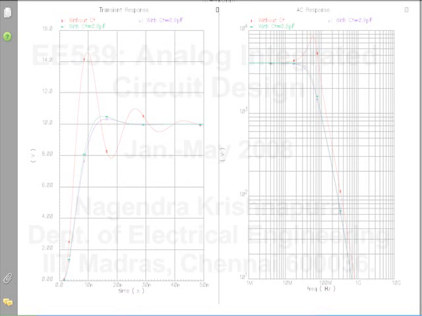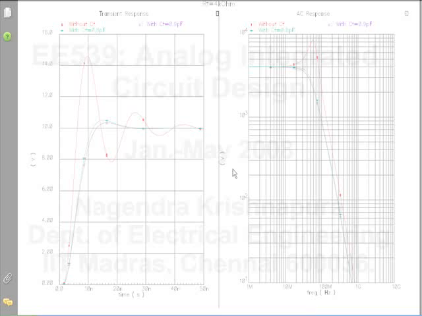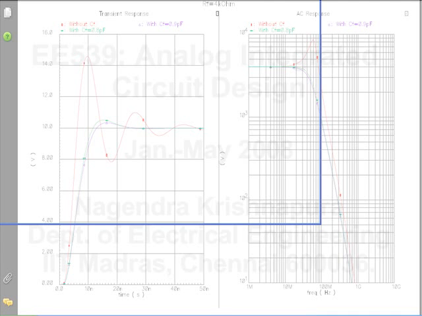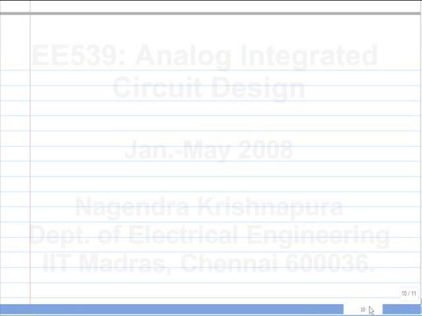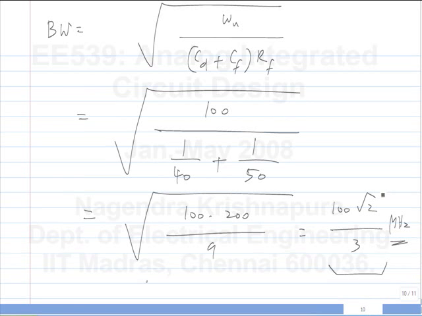So basically you can calculate CF to be about 0.8 picofarads and then go on with the design. This design now gives you 10 times higher gain. And the bandwidth, that was the point I was trying to make, is about 140 by 3, so some 45 megahertz, something under 50 megahertz. Whereas what was the original bandwidth? It was 100 times square root of 2.